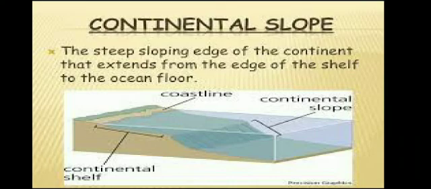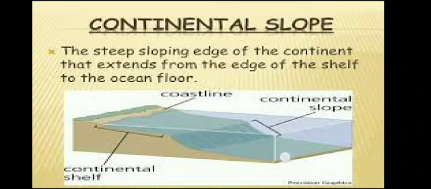After the extent of the continental shelf is over, the slope of the seabed becomes steeper and steeper. That steeper slope is called the continental slope. In other words, the steep sloping edge of the continent that extends from the edge of the shelf into the ocean is called the continental slope.